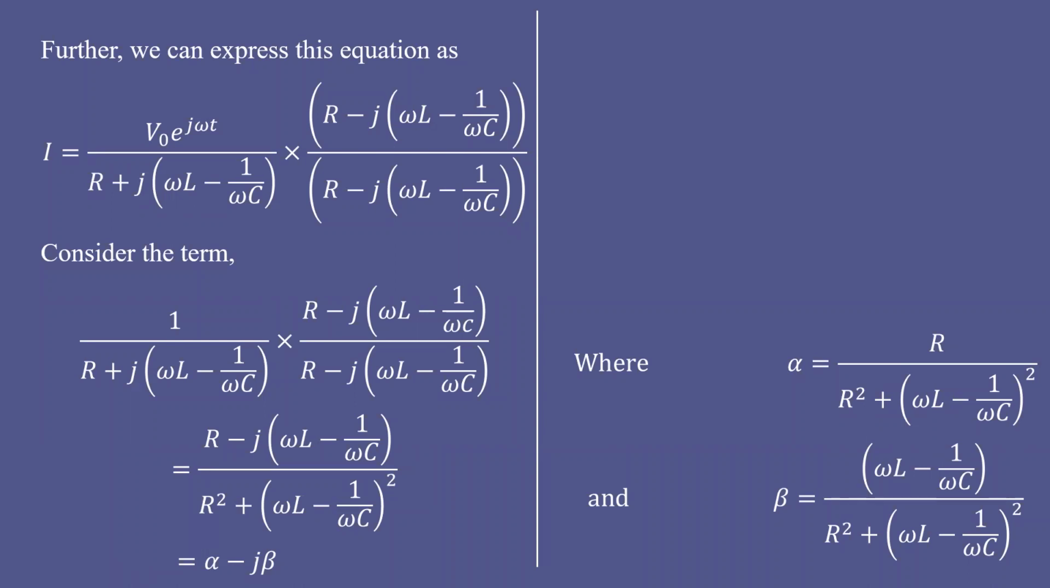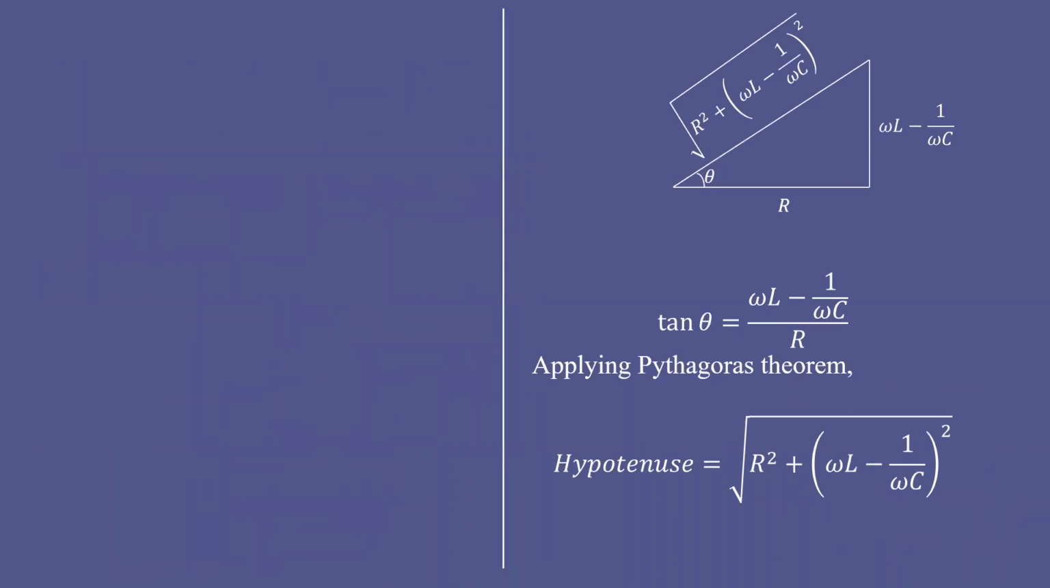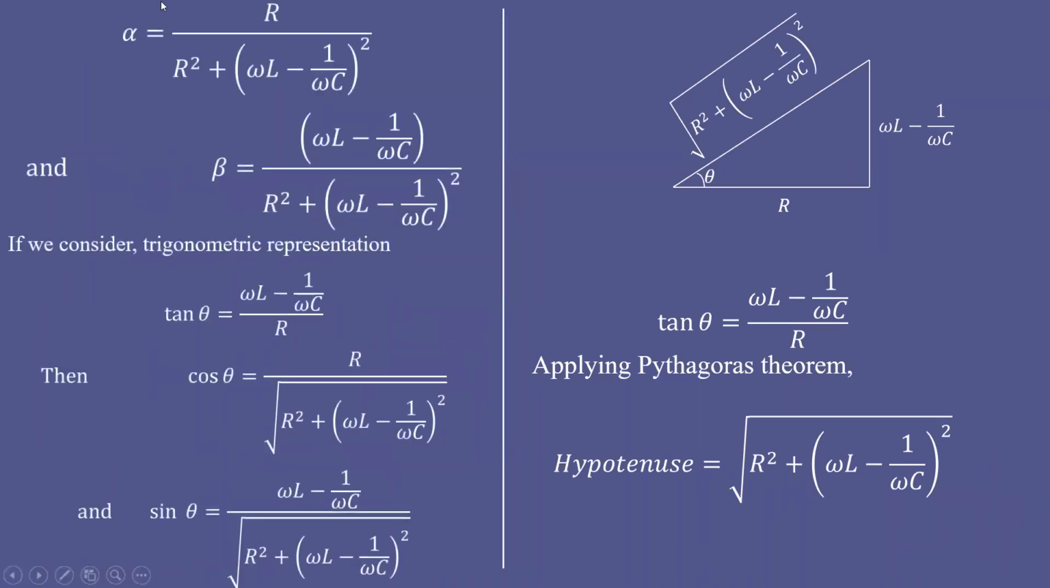Now we have represented this term in terms of alpha minus j beta, and we'll try to express this in the exponential form. This is the technique we are going to use. On the left hand side, you observe we have got the values of alpha and beta like this. Then you express these numerators in terms of tan theta.